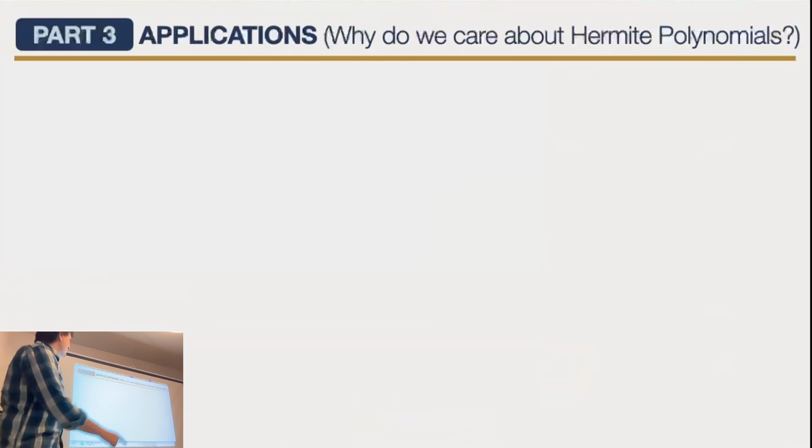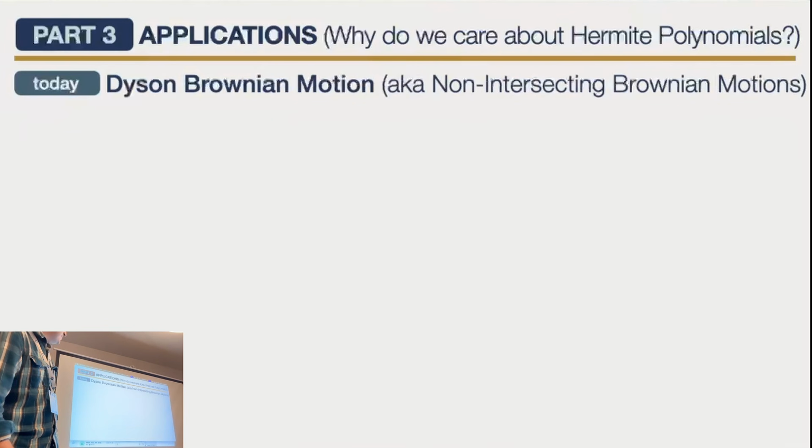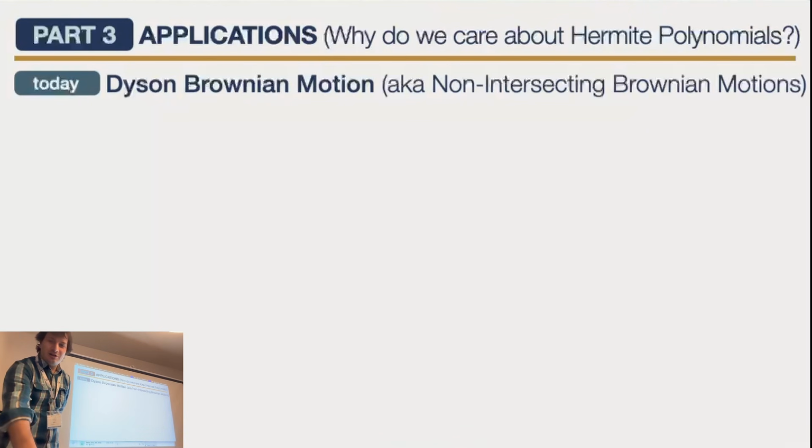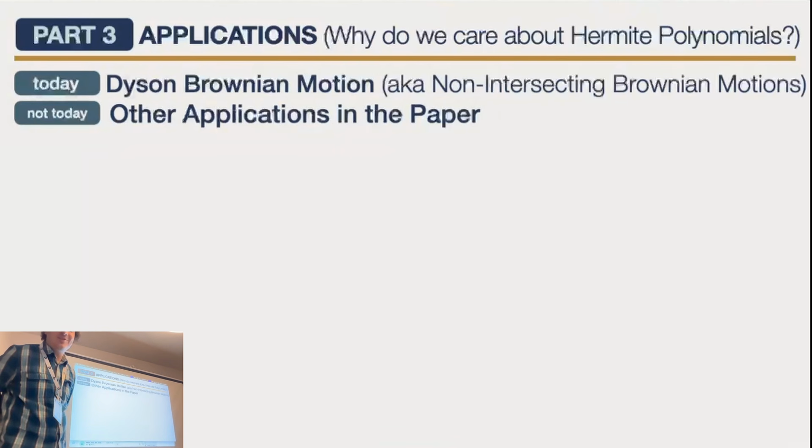What's the point of all this? Why are we doing this? So part 3 of the paper, but part 1 of the trailer to the paper, is applications. Why do we care about the Hermite polynomials? I'm going to show you the cool stuff first, and then I'll talk about how we actually do it. And the application I'm going to talk about today is Dyson Brownian motion, also known as non-intersecting Brownian motion. Okay, what is not today? So again, this is the trailer.